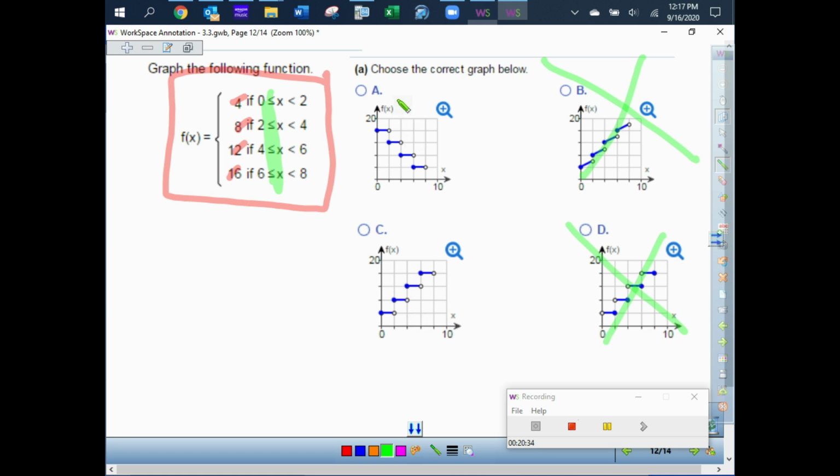But the interesting question that students have is, well, how do you know if it's between A and C? Because this has closed dots on the left, this has closed dots on the left, and they're all like horizontal steps. Well, when y is supposed to be 4, that's supposed to be between 0 and 2. Here's 0 and 2. Here's 0 and 2. Here's what y turned out to be. In this case, it turned out to be way up here at 16, and in this case, it turned out to be 4. Which one of those is the correct graph? Boom.